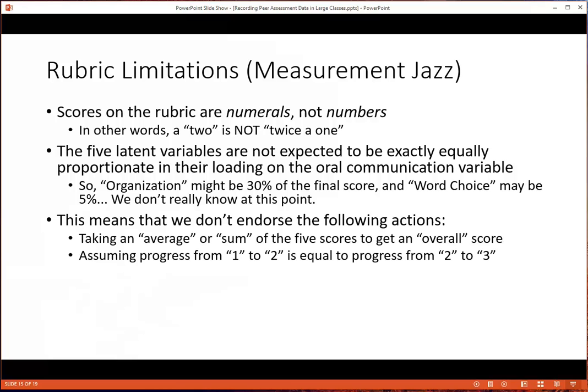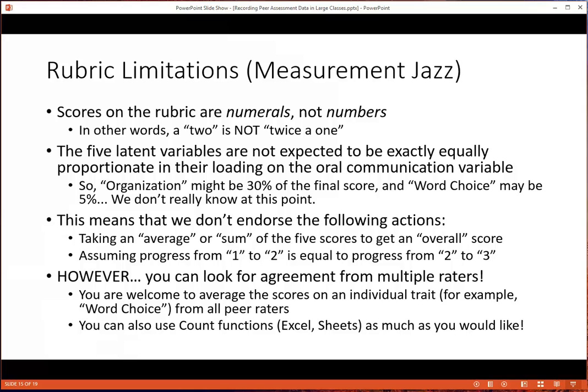With those 2 things in mind, I don't suggest you take averages or sums, and I really caution against assuming progress in a linear way, because like we said, the numerals do not connote mathematical numbers, right? So the progress from 1 to 2 is not equal to the progress from 2 to 3.